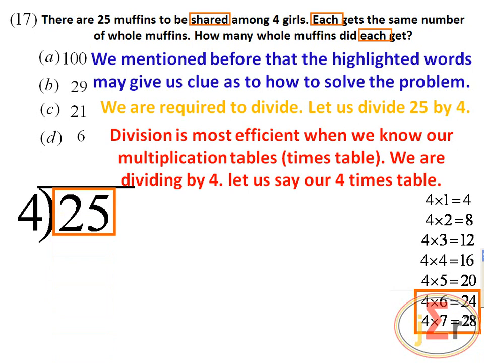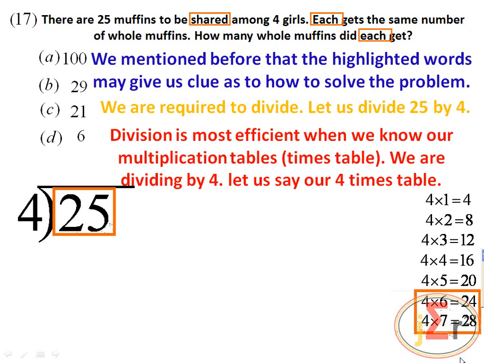So, we say what? 4 6s 24. Can 4 go into 25 6 times? Yes. Because 25 is greater than 24. 4 6s are 24. So 4 can go into 25 how many times? 6 times. 6 times.